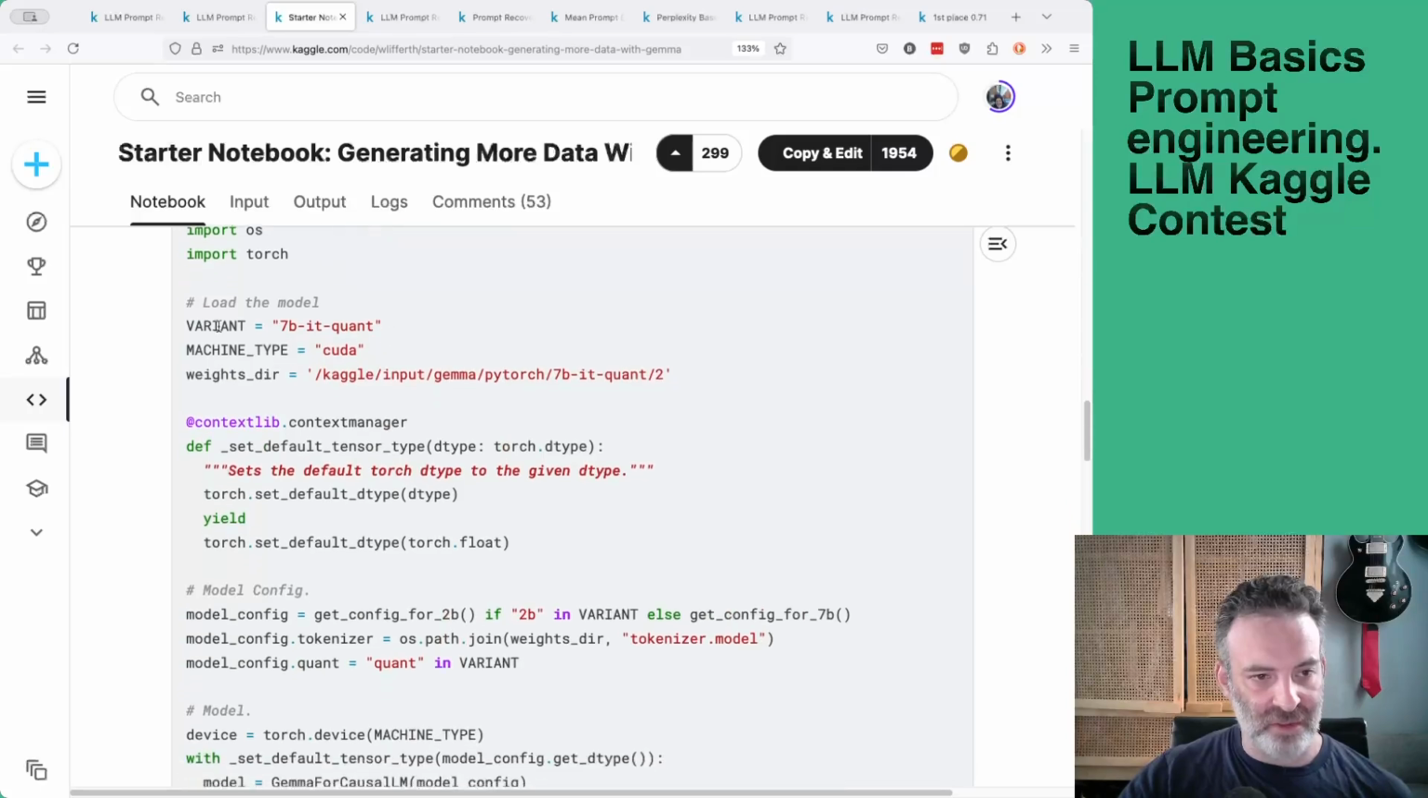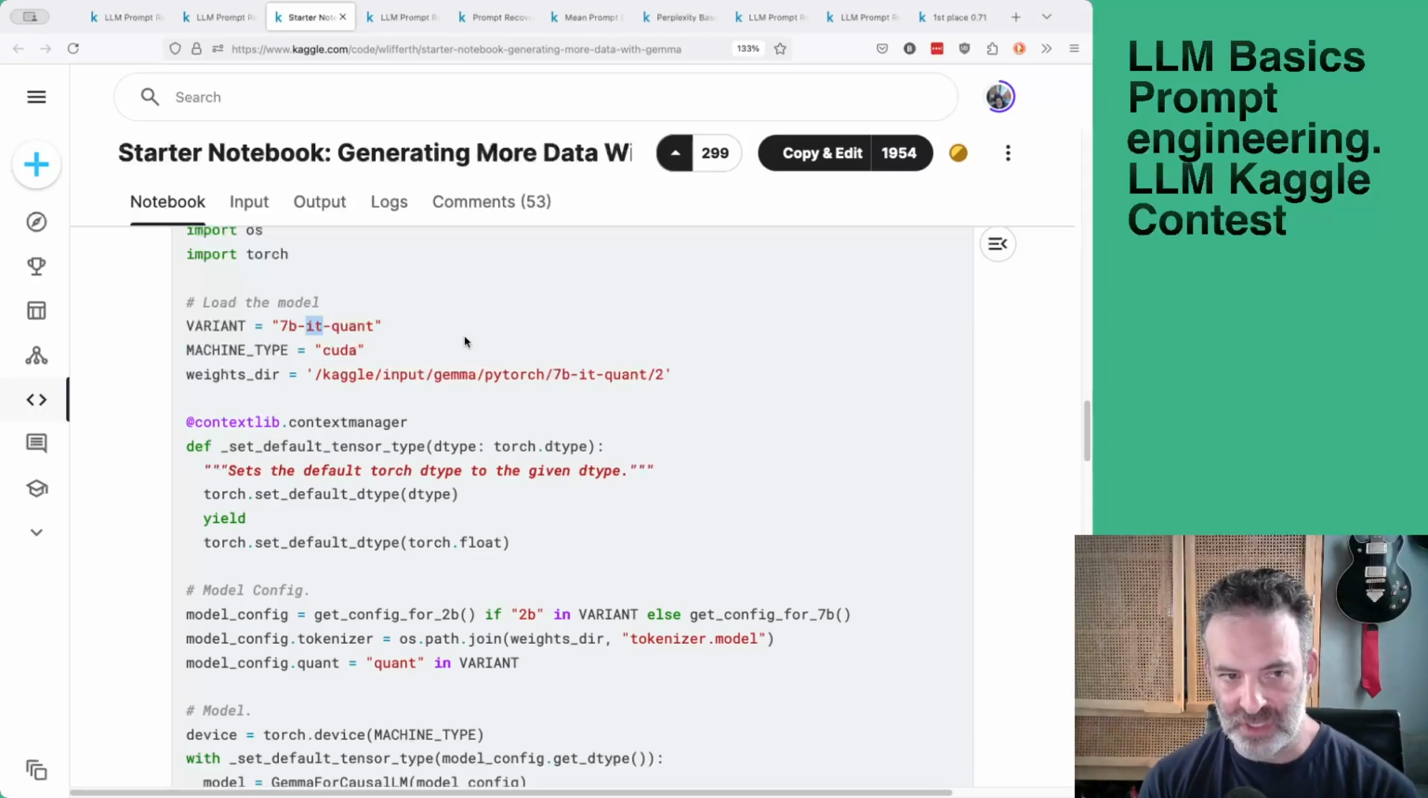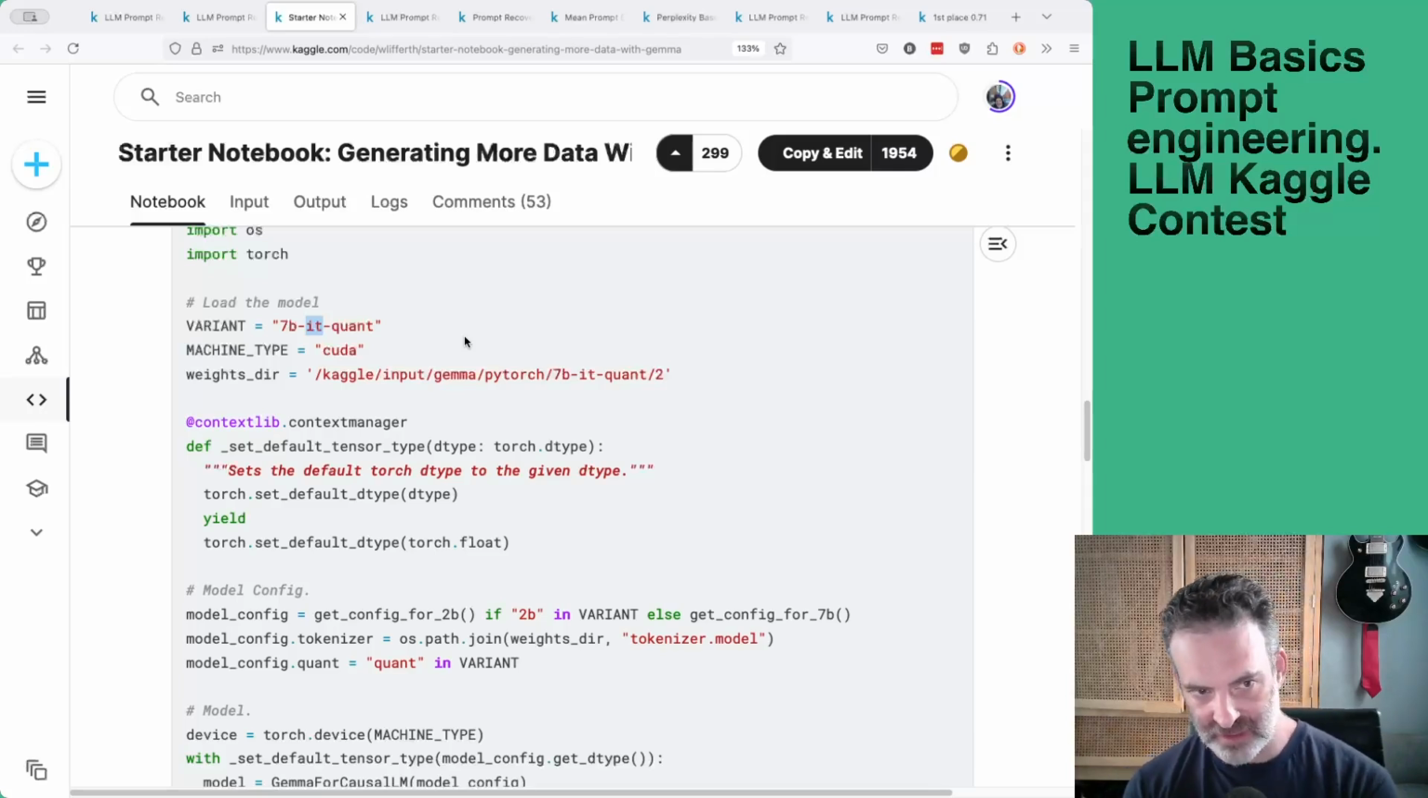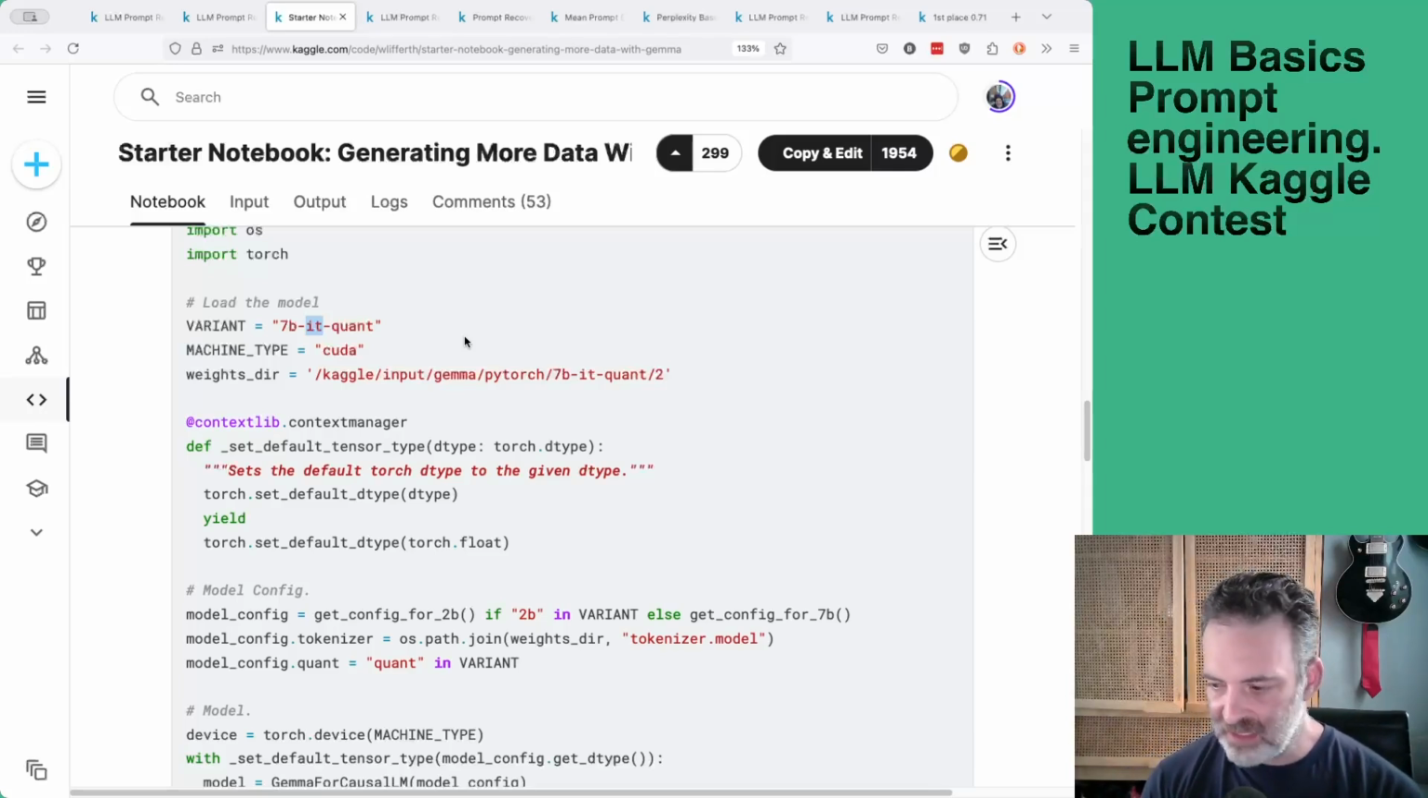The variant of the model that we're using is 7B, which stands for 7 billion parameters, which is the largest Gemma model. IT stands for instruction tuned, and typically you're going to be using the instruction tuned model when you're working with an LLM.